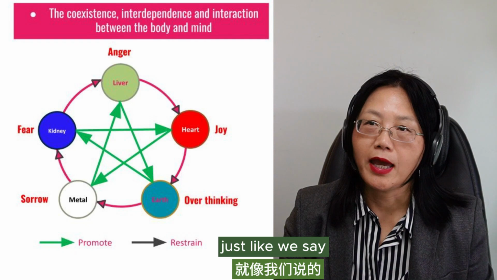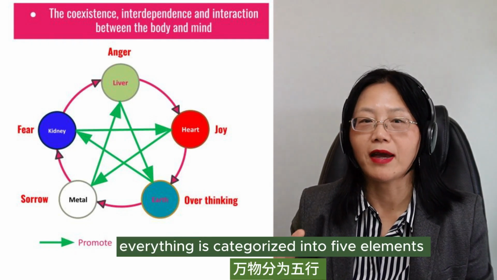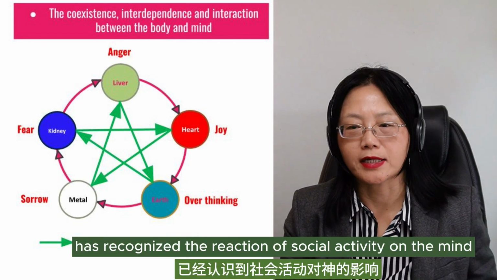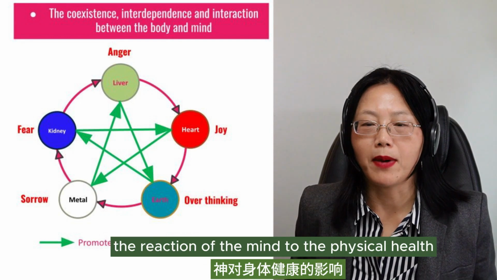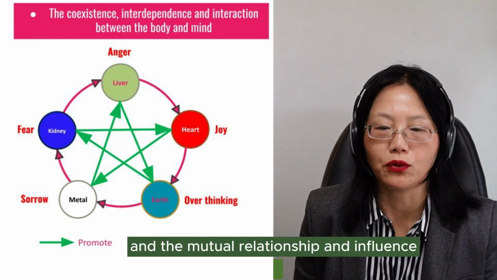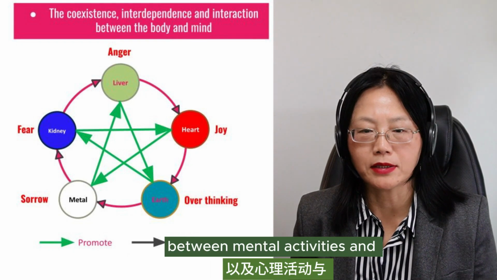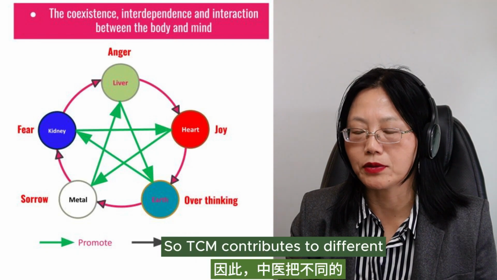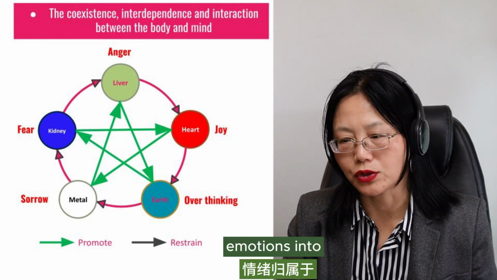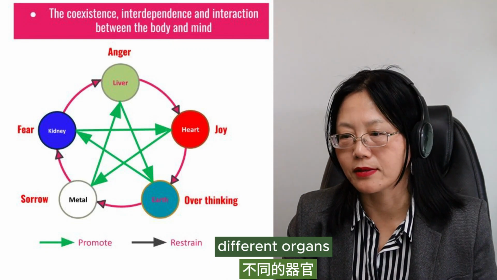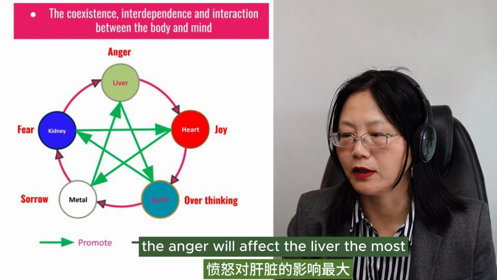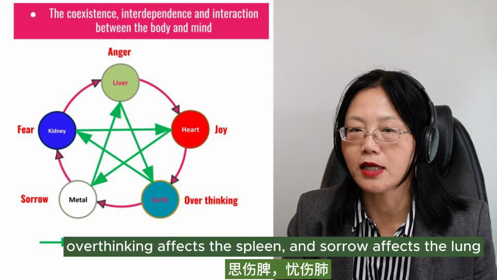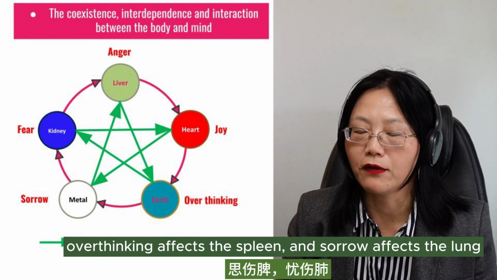Just like we say, everything is categorized into 5 elements. Chinese medicine recognizes the action of social activity on the mind, the reaction of mind to the physical health, the mutual relationship and the influence between mental activities and the physiological activities. TCM attributes the different emotions to different organs. For example, anger will affect the liver the most. Joy, the happiness, affects the heart. Thinking affects the spleen. Sorrow affects the lung.